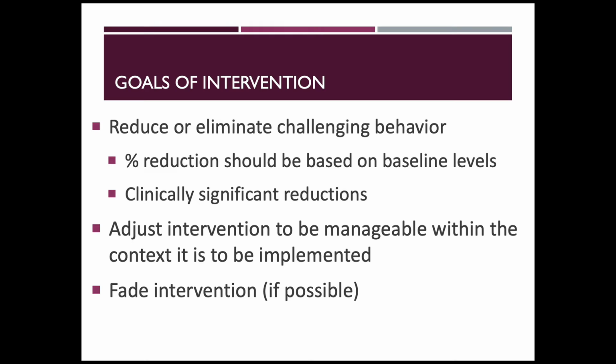We also, once we have an intervention to reduce or eliminate the challenging behavior, we need to adjust that intervention such that it is manageable to implement within the context where it will be operating. So, what I need you to keep in mind as you're reading about these interventions or as I'm presenting them to you is our first goal is to eliminate the problem behavior. The next goal is to adjust the intervention that we're using such that it will work in the context in which the individual lives and the problem behavior is occurring. And it's easy to implement.